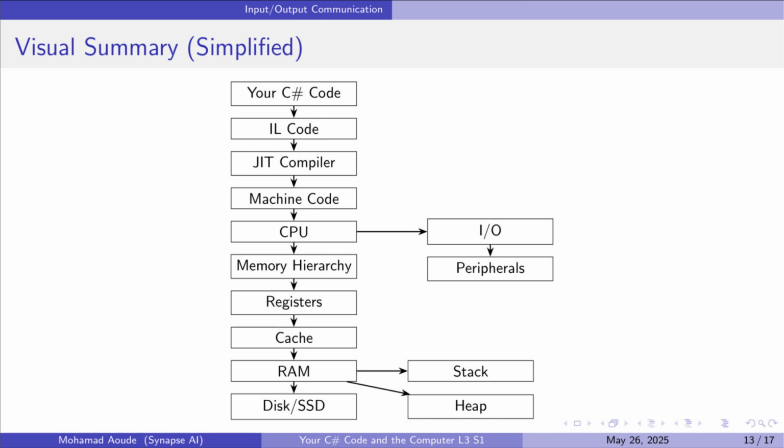This end-to-end picture shows how high-level statements like ReadLine and WriteLine traverse multiple abstraction layers, language, runtime, operating system, and hardware, before producing a visible result. Keeping this diagram in mind will help you trace issues and optimize your applications effectively.